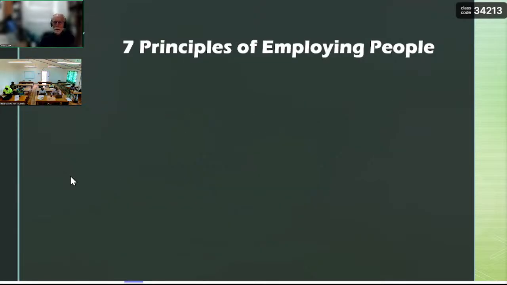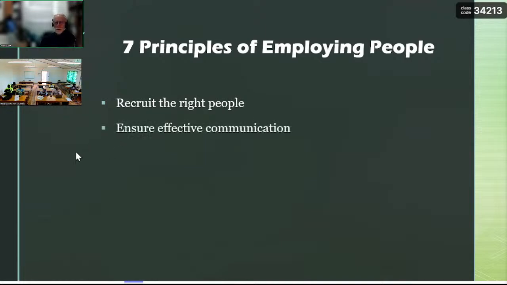So quickly, and we'll go through them, the 7 principles of employing people. This is all on Cluster, so you don't have to write it all, but if you want, writing is always a good way of remembering things. Okay, 7 principles. Number 1, find the right people. It's fairly obvious. Number 2, good communication.